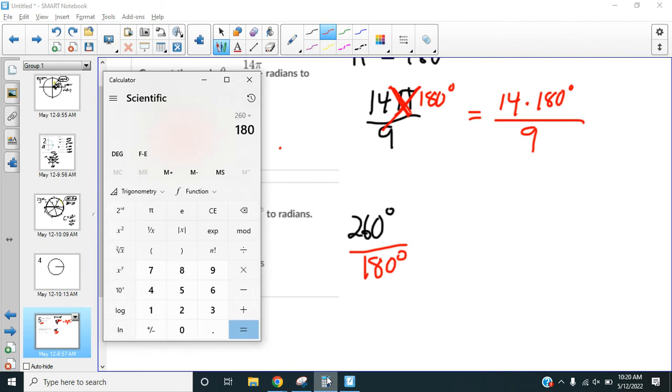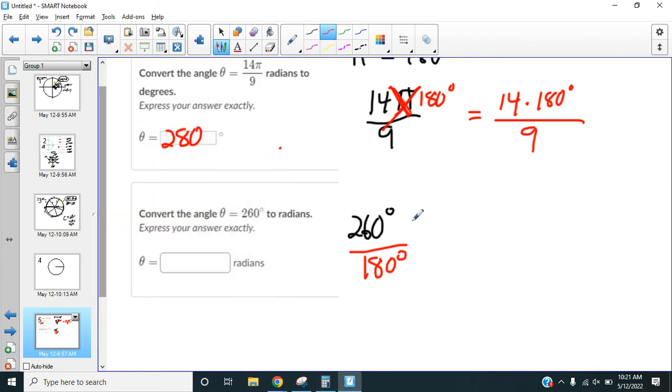260 divided by 180. It's that weird number. If you have a calculator, we need to turn this into a fraction, okay? So that's not going to cut it. We need to answer exactly like it says. So we need to turn this into a fraction. So let's reduce this really quick. One way to reduce is cross off a 0, right? It's like dividing them both by 10. Then you can divide them both by 2, right? So 26 divided by 2, 13. 18 divided by 2, 9.